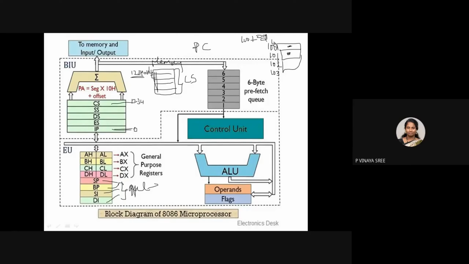So for that, this IP will be acting as a program counter. It starts with a basic value, then goes on incrementing its value so that the entire code segment will be executed one by one. Now try to answer: in which case will this IP be cleared and store some other offset value? In which case?